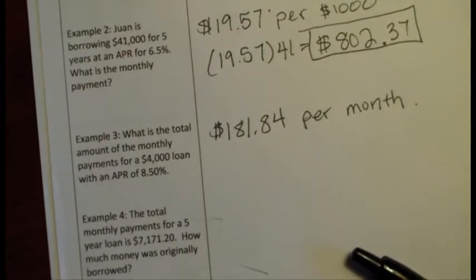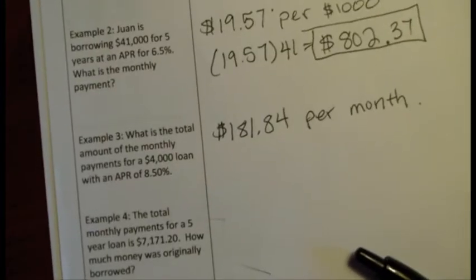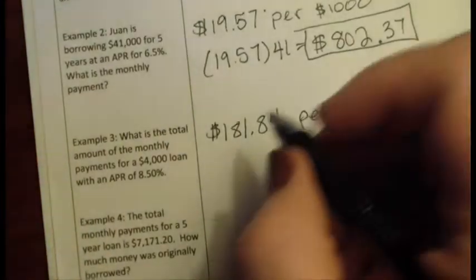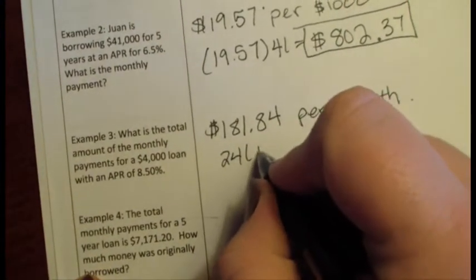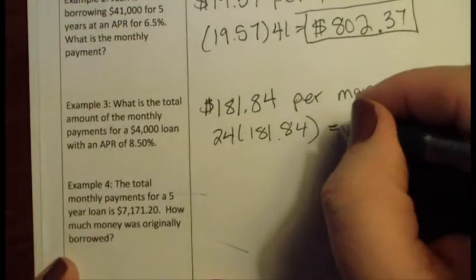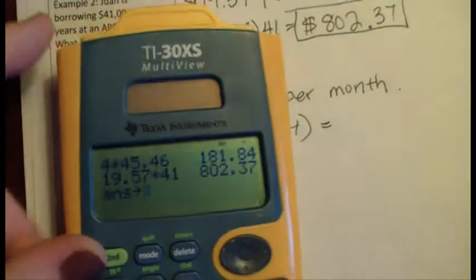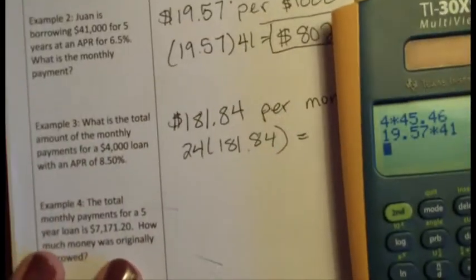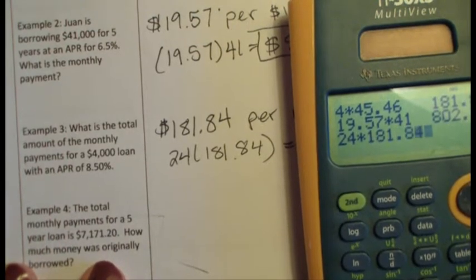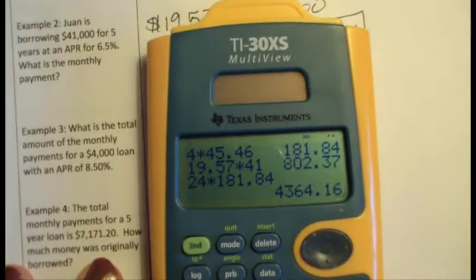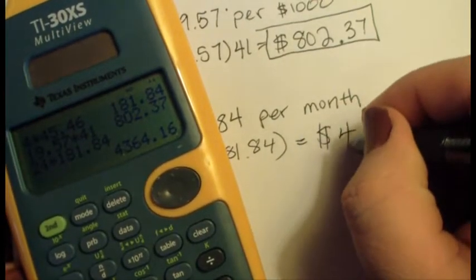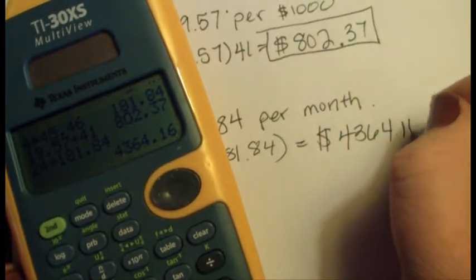The loan was for 2 years, 12 months per year, so a total of 24 monthly payments. So she's paying $181.84 for 24 months. If we multiply that together, 24 times 181.84 is $4,364.16. So that's how much she pays total over the life of the loan.